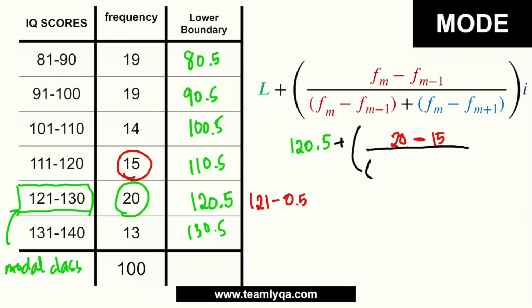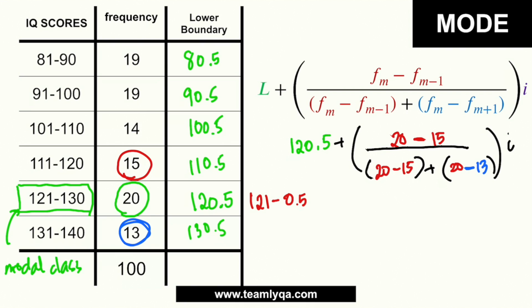Again, if you look at it, it's actually the same here. So, pwede ko na lang kopyahin siya. So, 20 minus 15. Tapos, i-add ko yung frequency ng modal class. Again, it's another 20, no? So, 20. Pero this time, minus yung f sub m plus 1 or yung modal class after naman. So, ito yung 13. So, minus 13 siya. Yan. Tapos, i-multiply ko siya sa I.